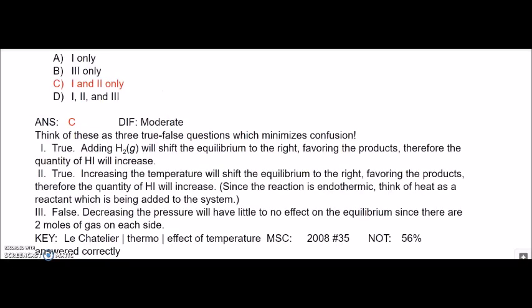So the best answer is letter C, Roman numeral 1 and 2 only. So 1 is true because if you add hydrogen gas, it'll cause the shift of the equilibrium, favoring the products, increasing hydrogen iodide. Roman numeral 2 is true because if you increase the temperature, and remember, this is an endothermic reaction, it's going to cause the shift of the reaction favoring the products as well. Roman numeral 3 is false because if you decrease the pressure, there's little or no effect to the equilibrium since there's 2 moles of gas on each side. Well, let's check on to our number 4.